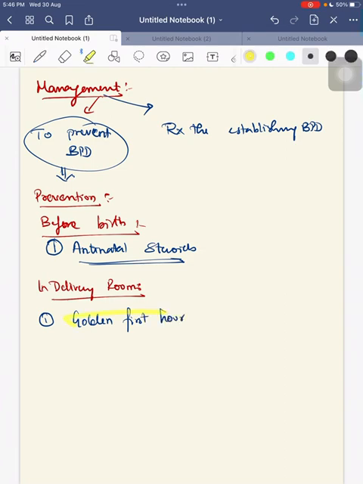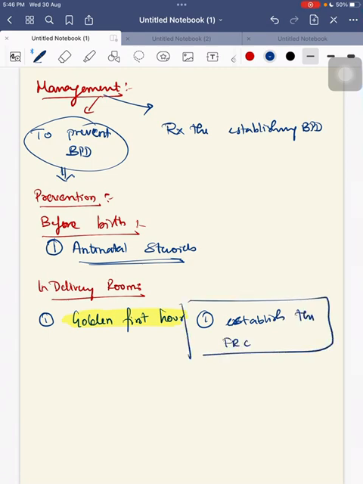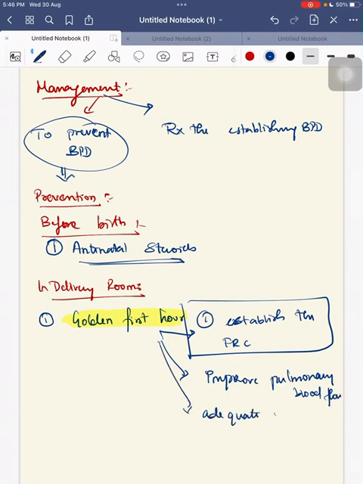In the golden first hour of the management, what are you going to do? First, you have to establish the functional residual capacity. Next, you have to improve the pulmonary blood flow. Third, there should be adequate tissue oxygenation. You have to ensure there is adequate tissue oxygenation.